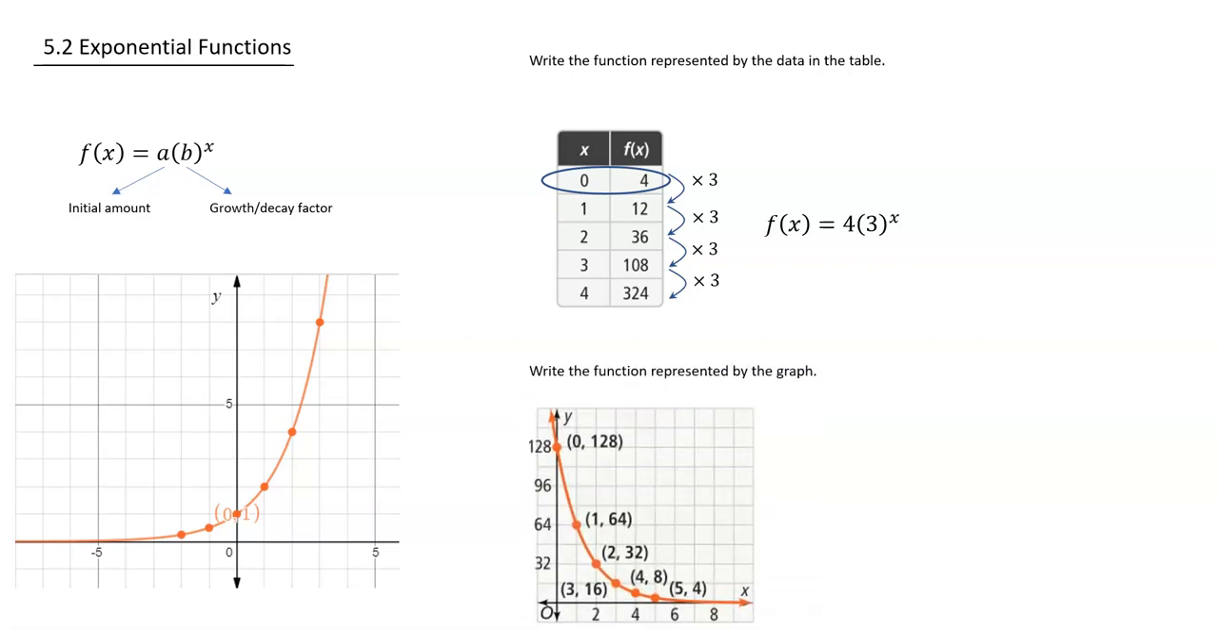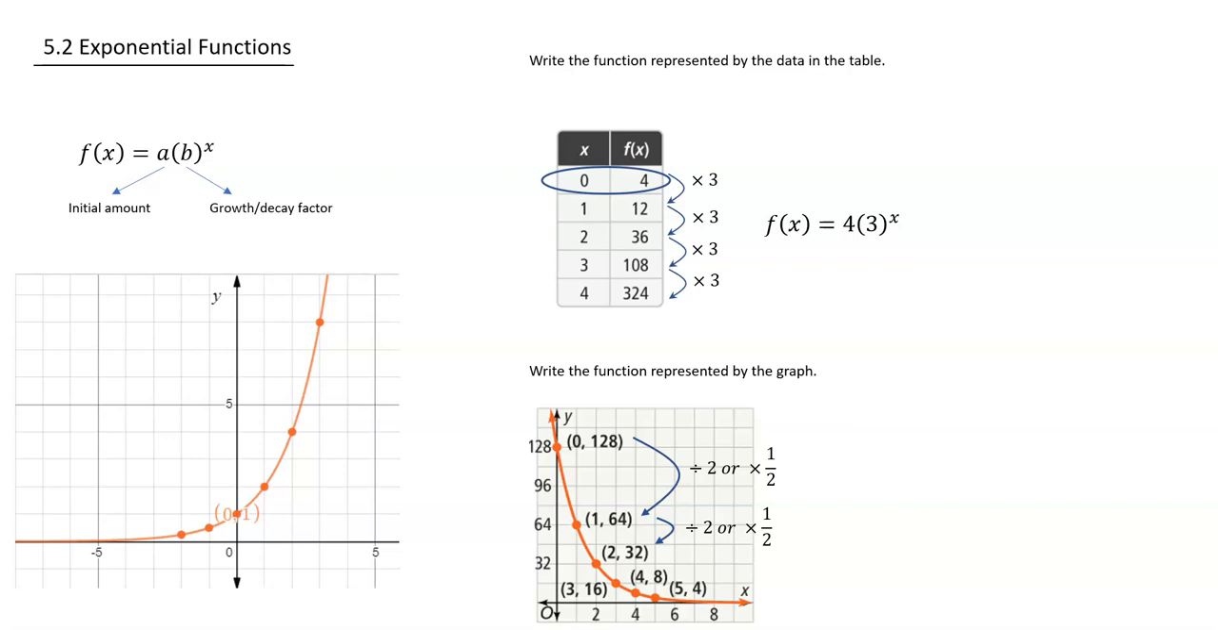Now, when we look at the graph, we want to write a function. Well, we can see this function is decreasing. It's getting smaller as we go from left to right. How do we get from 128 to 64? Well, we divide by 2. But in our function, we want to know what we multiply by. So dividing by 2 is the same as saying times 1/2. And 64 divided by 2, or 64 times 1/2, is 32, and so forth.